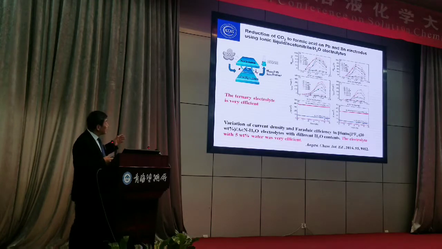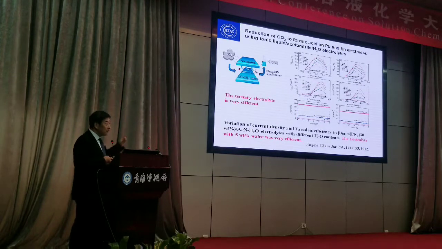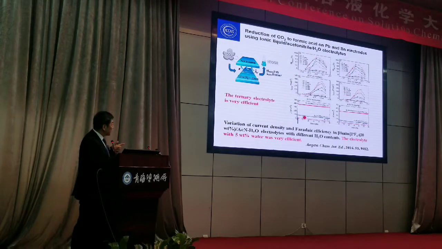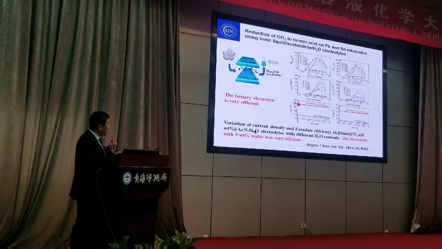For example, the efficiency depends on the electrolyte and the catalyst, and on their combination. For this example, we use a very cheap metal and we change the electrolyte, and we can get very high efficiency. Here we use lead. If we only use an ionic liquid, the current density is only about 3. But if we add some organic solvent, it increases to about 10. If we add 5% of water, the current density can increase from 3 to 40.